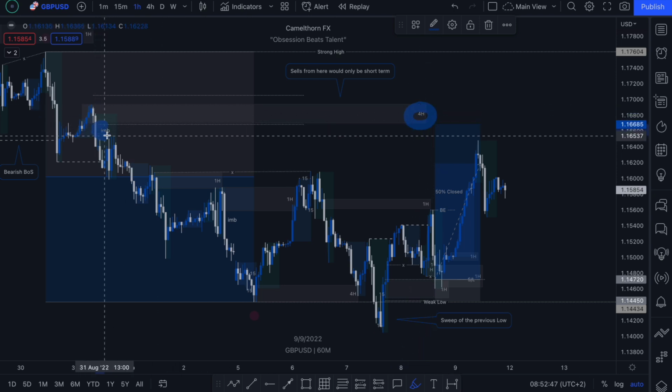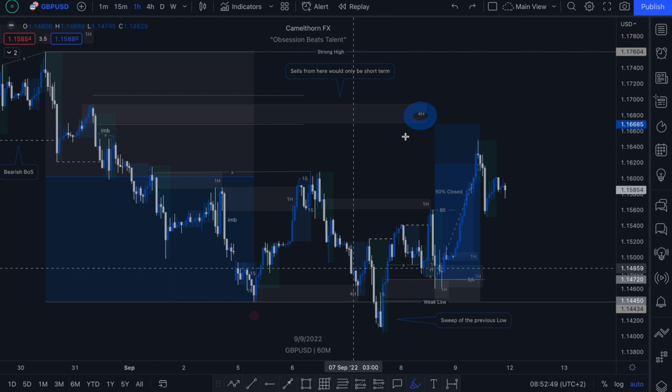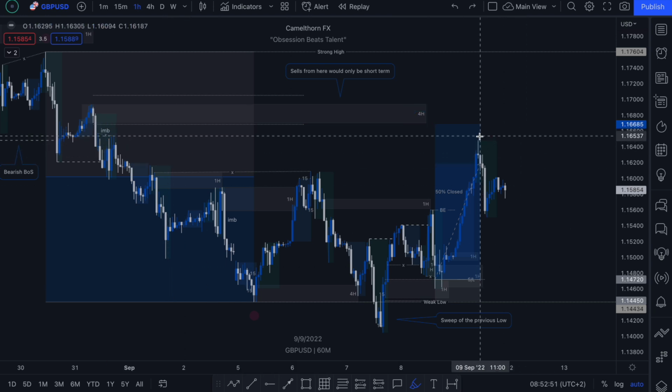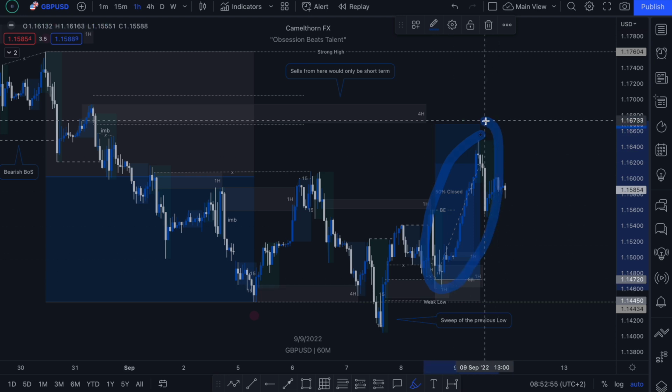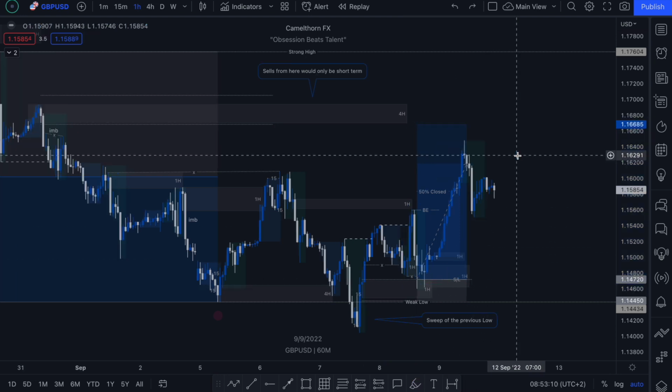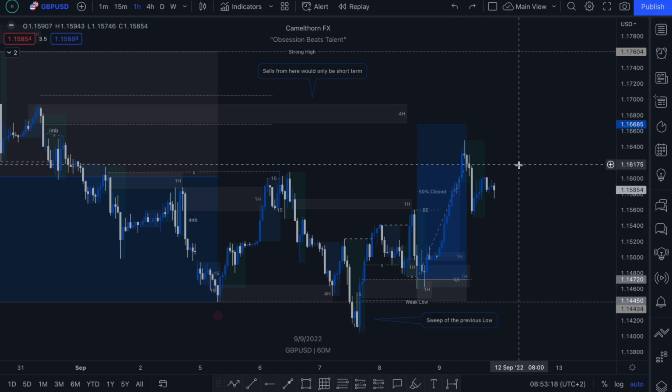I was looking for price action to fill this imbalance, but I was happy to grab this 2.5% return trade. Because it's a counter trend setup, I only risked 0.5% of my account, so I did manage to bag roughly 2.5% on this particular counter trend setup.